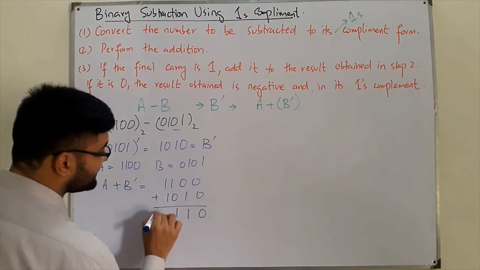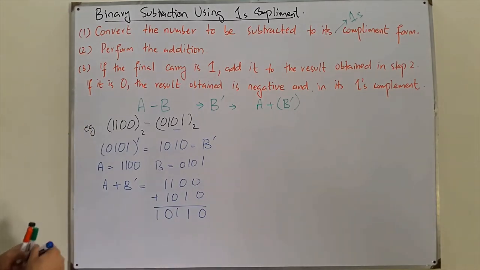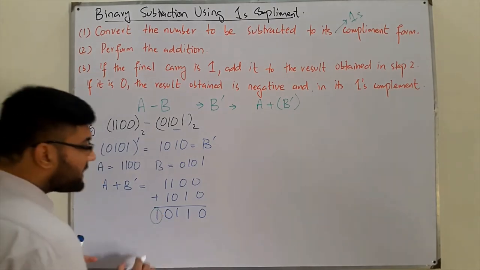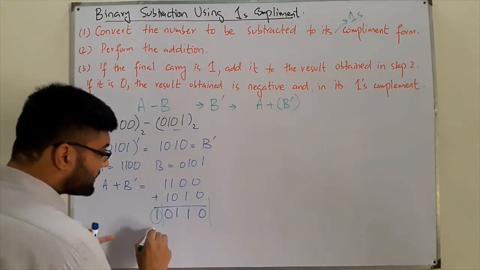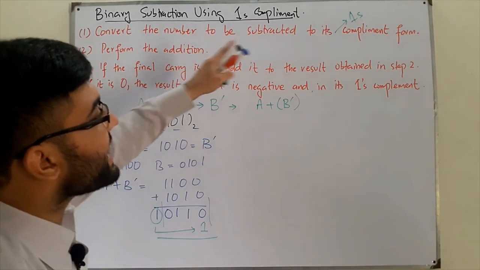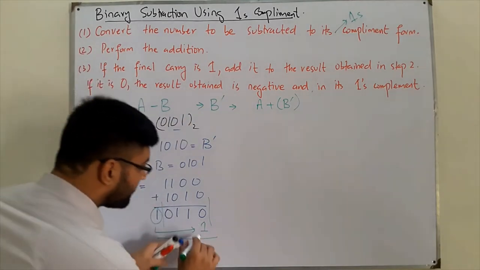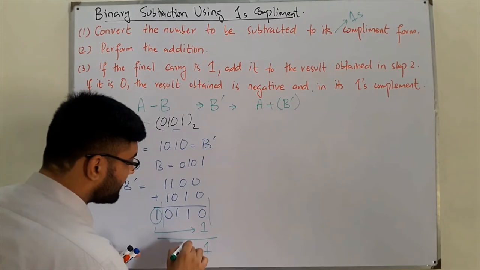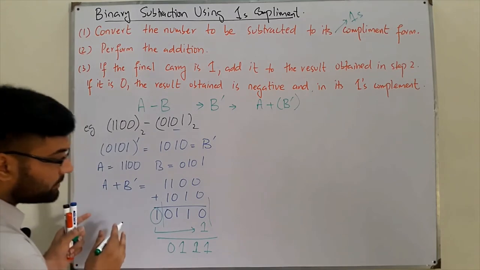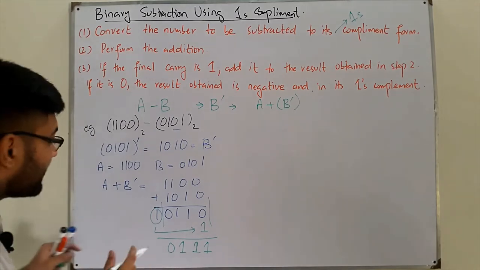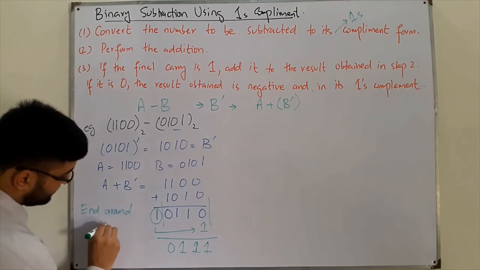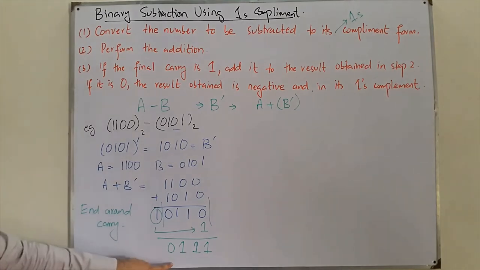All right? So 0 added with 0 is 0, 0 added with 1 is 1, 1 with 0 is again 1, and 1 with 1 is 10. Which means that we have a final carry. This 1 is the final carry, all right? Now, the final result is still here, so you add this 1 again. Because, look, if the final carry is 1, add it to the result obtained. So now you add it, and this 1 is not a part of the result. This is the final carry, and it is called the end-around carry. So this is the final result.